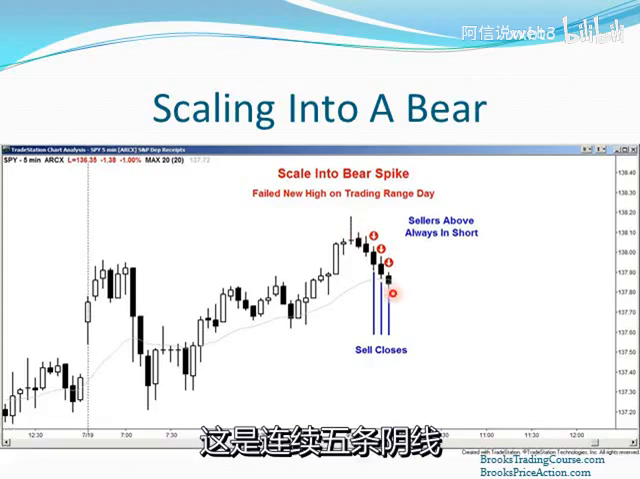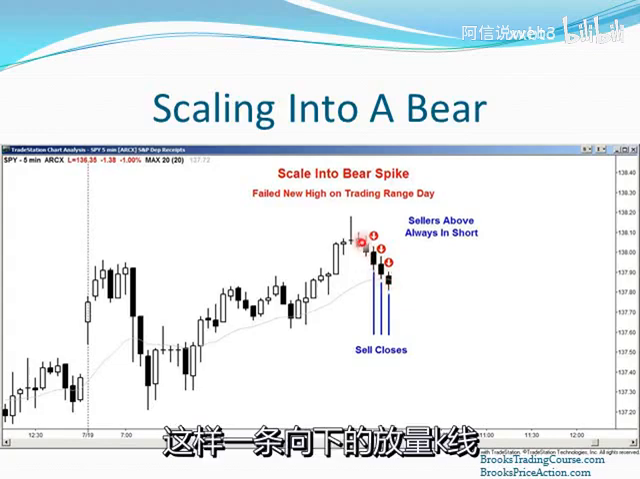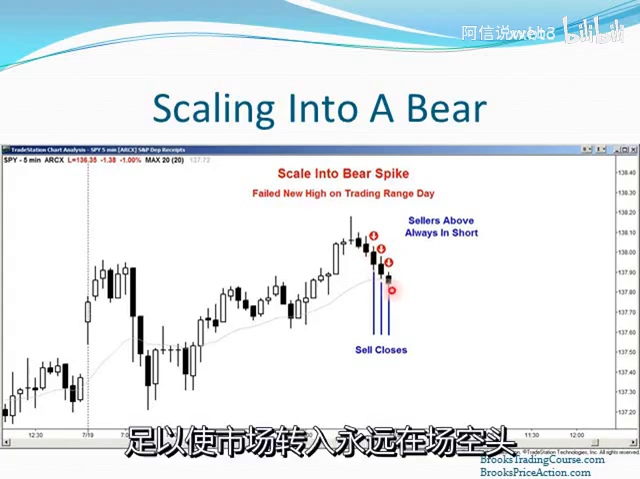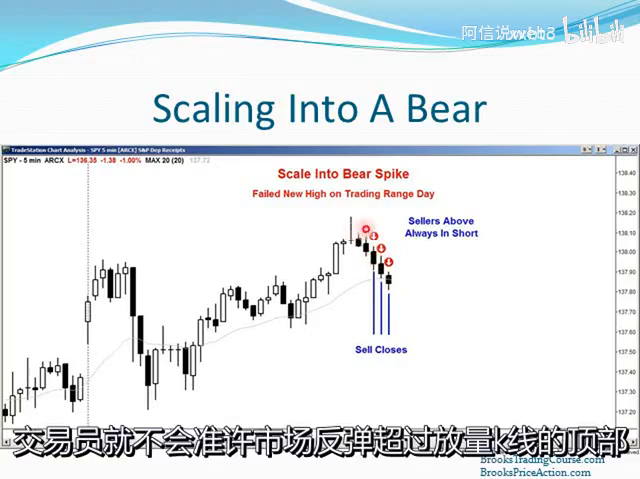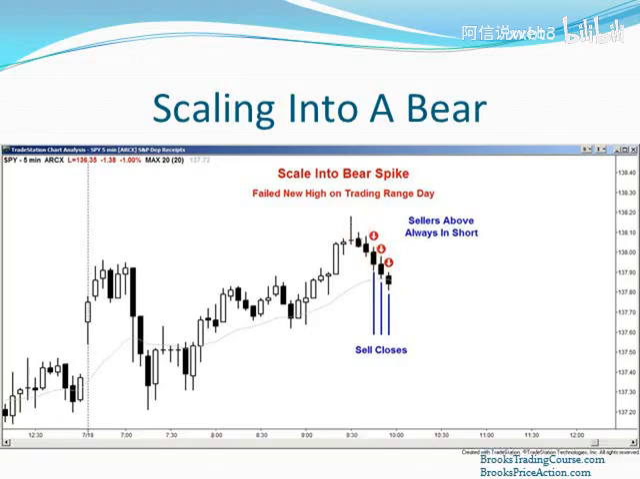We've had 5 consecutive bear bars, so that's a good enough bear spike. The market's always in short, probably since maybe this bar. Traders would not want the market to come back above the top of their spike.